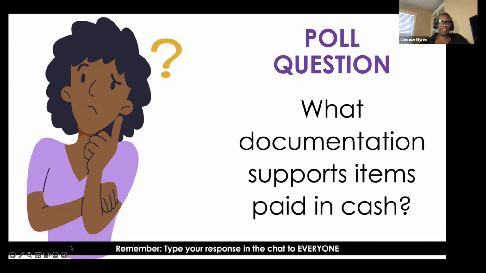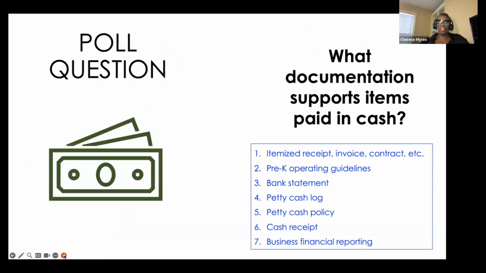So if you're paying for things in cash, you would need things like receipts and itemized invoices, contracts, if that applies, pre-K operating guidelines to support that what you purchased was in fact allowable, a bank statement to show that you took the cash out. Right? Where did the money come from? A petty cash log and a corresponding policy on how cash is used, cash receipts and business financial reporting basically that shows that those transactions went through your accounting system. And so I'd like to caution those of you who do use cash.